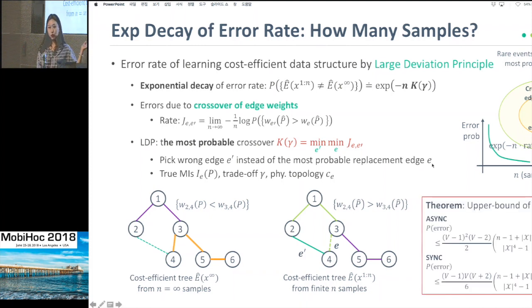As a result, we have this analytical finding about the upper bound of the error probability with respect to the number of data samples, which means that the error probability is upper bounded with this term with respect to the size of the samples. And this error rate can be characterized depending on the true mutual information of each node pair and the trade-off parameter value gamma. And also, as you remember, this edge weight is determined by the physical topology. It depends on this physical topology structure.